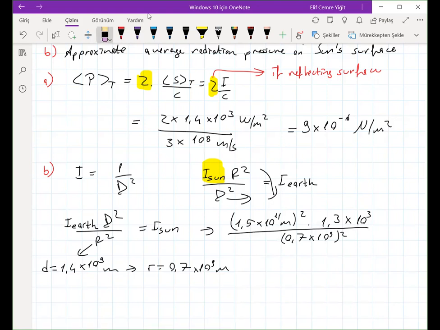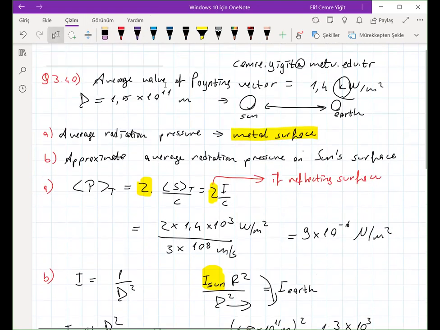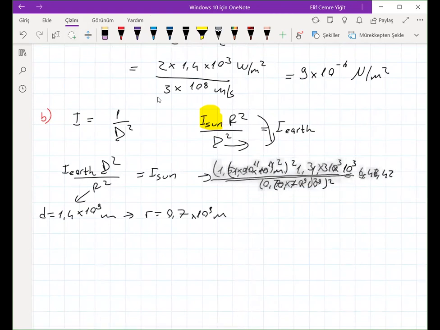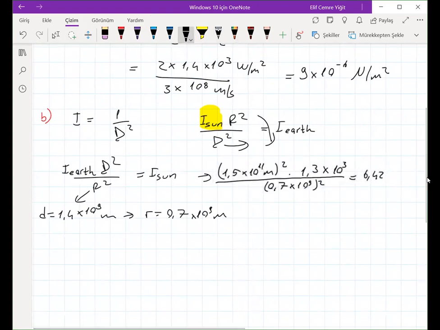I get confused. We have this, right? This was the average pointing vector on Earth's surface. So by using this, we can calculate the sun's surface, and this will give 6.42 times 10 to 7 watt per meter square.